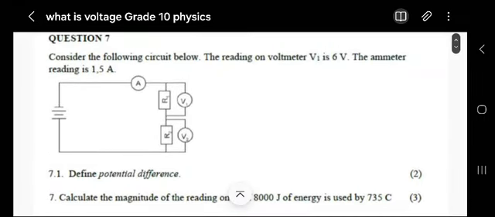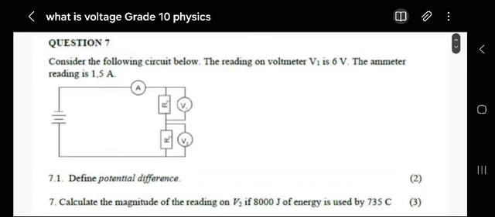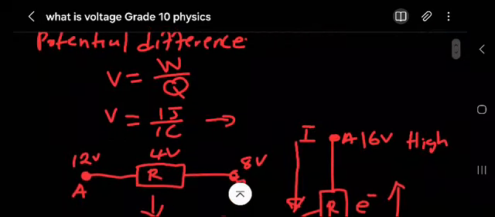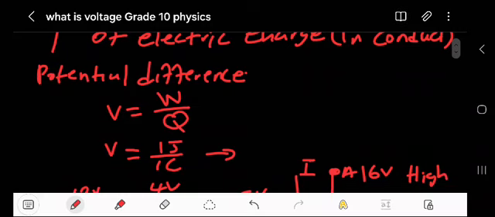So here I've given question 7. I want us to put that into work. It says consider the following circuit below. Remember, charge is measured in coulombs, and energy is measured in joules. This is simply just the coulomb, which is the charge, right?